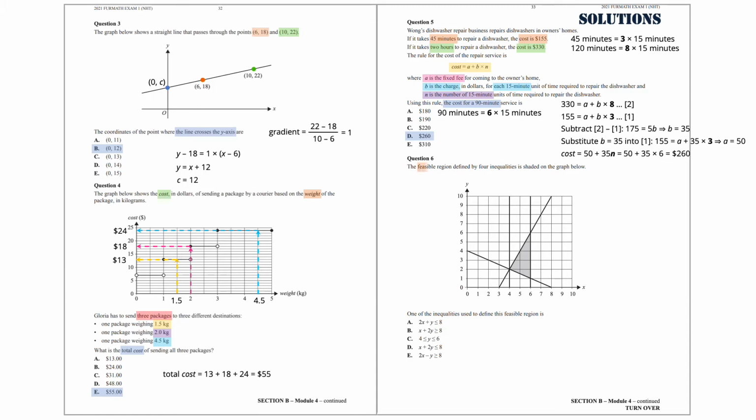Question 6. The feasible region defined by 4 inequalities is shaded on the graph below. The question is asking which one of the inequalities given as options can be used to define this feasible region. First of all, we have the equation of the vertical lines. X is greater than or equal to 4 and x is less than or equal to 6.